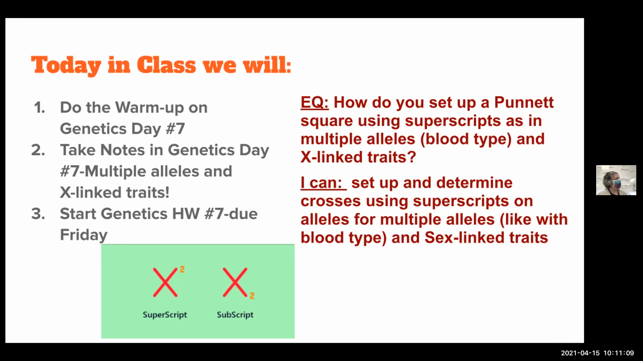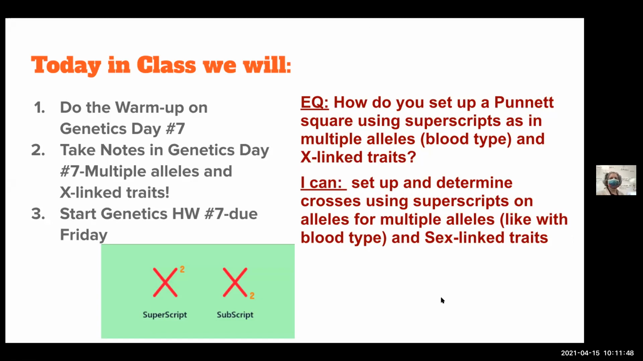And so our essential question today is, how do you set up a Punnett square using superscripts? So we'll talk quickly about what a superscript is. As in multiple alleles, and blood type is going to be the example we use for multiple alleles, and sex-linked traits. So hopefully after you do your homework tonight, you're going to be able to say, Ms. Klepper, I can set up and determine crosses using superscripts on alleles for multiple alleles like blood type and sex-linked traits.